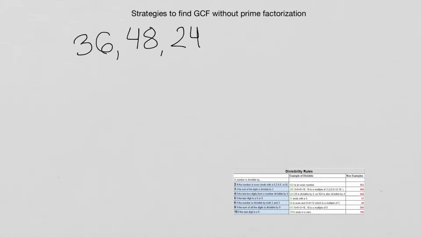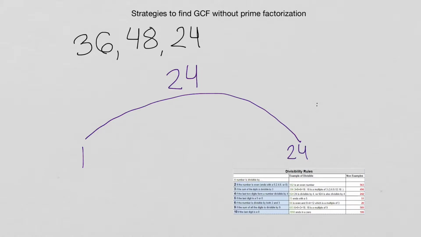In this set of numbers, 24 is the smallest. So I'm going to save time by finding all of the factors of 24 and determining which factors are also factors of the other numbers. I know that 24 is divisible by 1, as all numbers are. So 1 times 24 equals 24. So 1 and 24 are factors of 24.